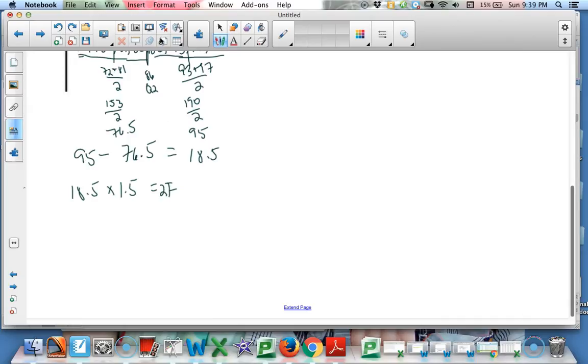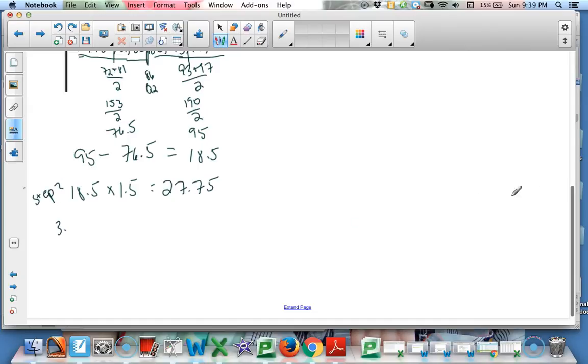Bad handwriting. That is partially my fault and partially slow computers. I apologize. Okay, 27.75. All right, that's step 2.